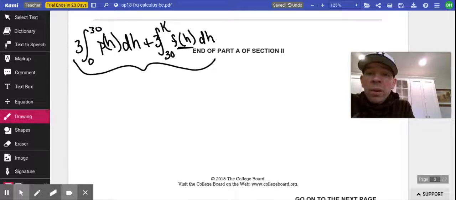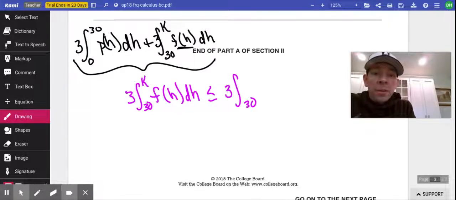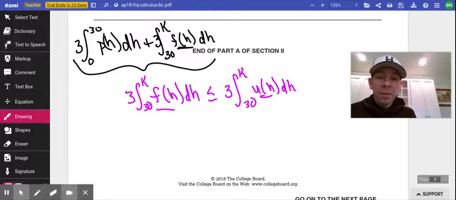What we know already is that if I integrate from 30 to K, 3 times f of h, this integral is guaranteed to be smaller than 3 times the integral of u. That makes perfect sense, because if we already know that f is smaller than u, and we multiply both of them by 3, then the inequality stays the same way.